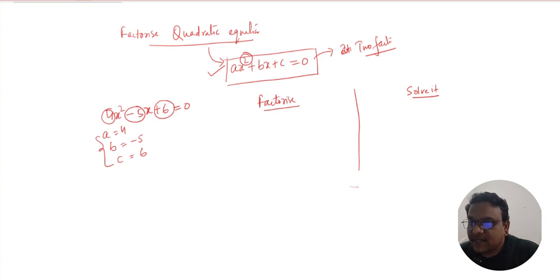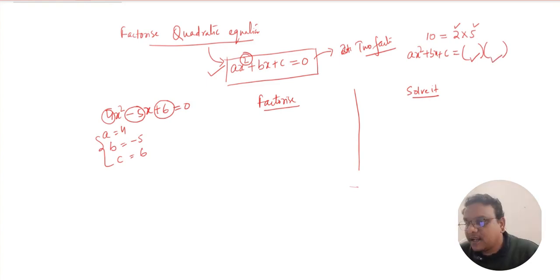What is a factor? For example, if I say write down 10 in terms of two factors, you will write 2 times 5. So 2 is a factor of 10 and 5 is also a factor of 10. Like that, I will write ax squared plus bx plus c in terms of two factors, factor 1 times factor 2. Do you understand? Now, how to factorize and how to solve it? Two questions you'll get.